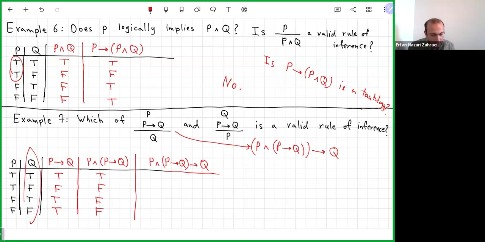And then my statement, P and (P implies Q) implies Q. Now I'm looking at this column and this column. This is only false if you have false here, but true here. Where do I have false here?